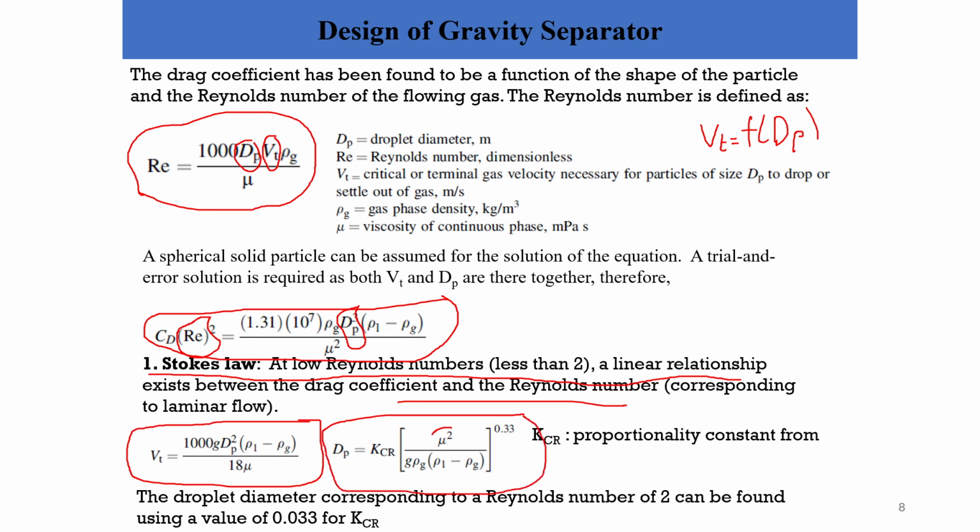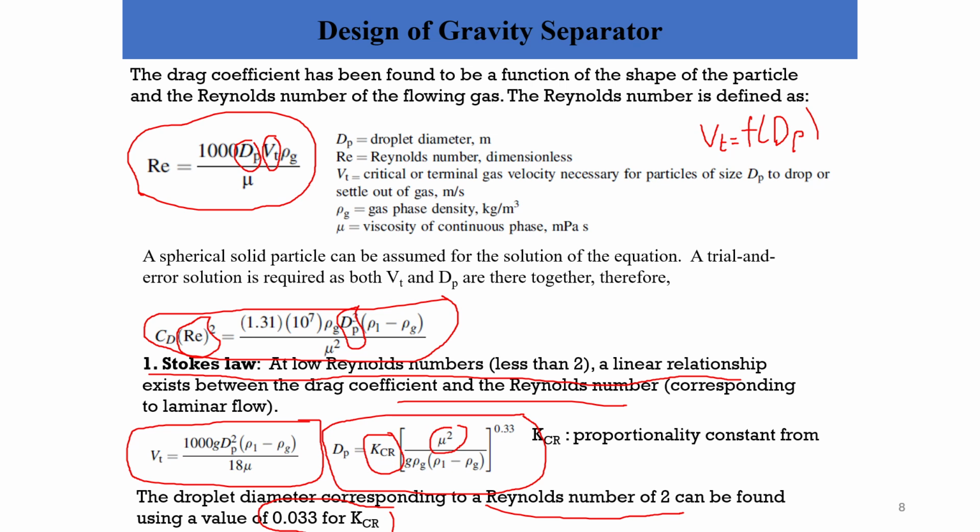I need to know mu, which is the viscosity of the continuous phase, which is in fact the gas in this case. Rho g is the density of the gas, rho L is the density of the liquid, and there is something called KCR, which is a constant, or what we call the proportionality constant. The proportionality constant can be assumed to be approximately 0.033 if the Reynolds number is less than 2, which means I'm applying Stokes law. So this is a way to find an estimate for Vt.